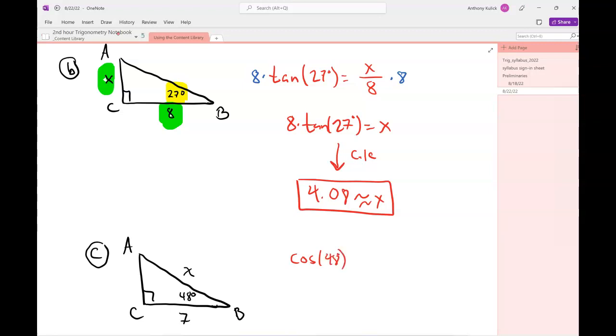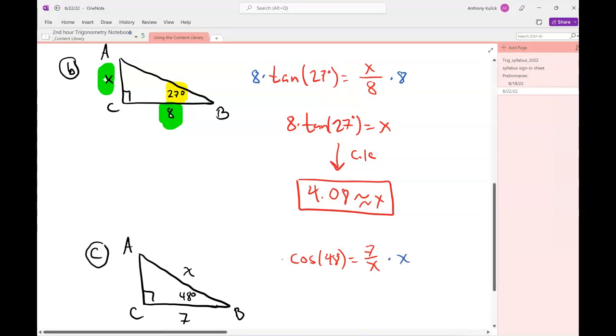Okay, cosine of 48 equals 7 over x. Great. Now it's algebra time. What do I need to do to get the x by itself? We have to multiply both sides by x, right? If you multiply by 1 over 7, you're going to end up with 1 over x on the right side, which is not what we're looking for. We want just x.